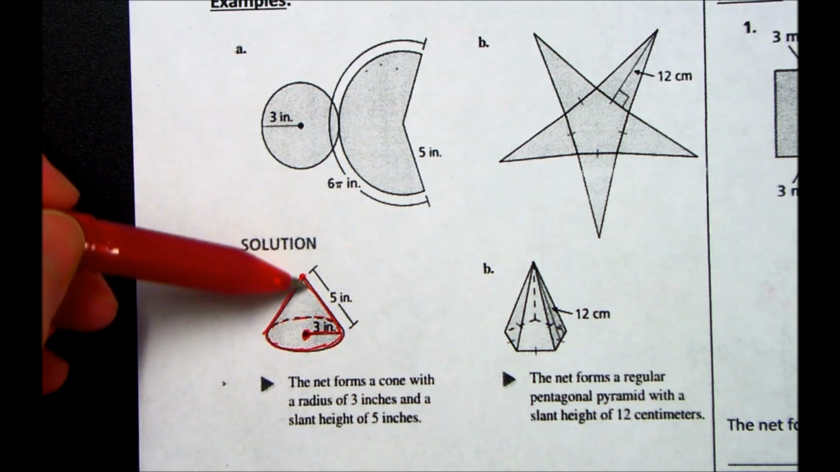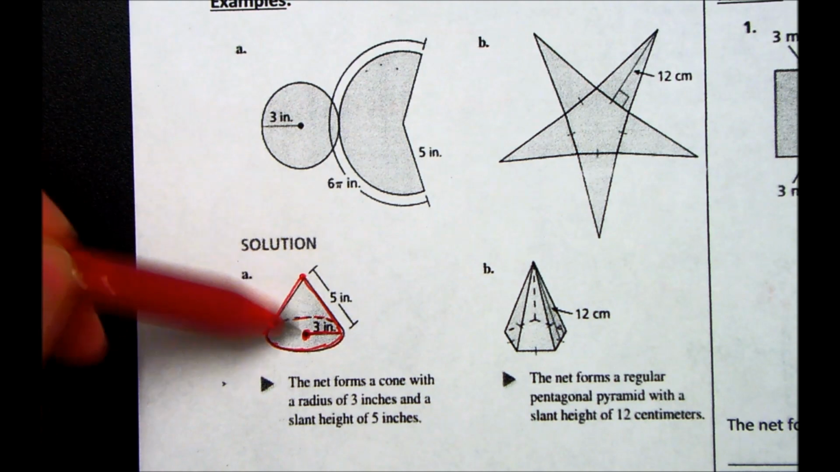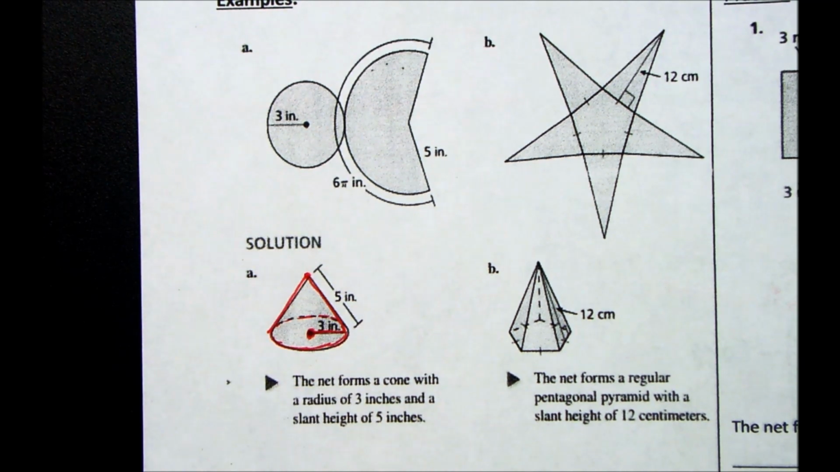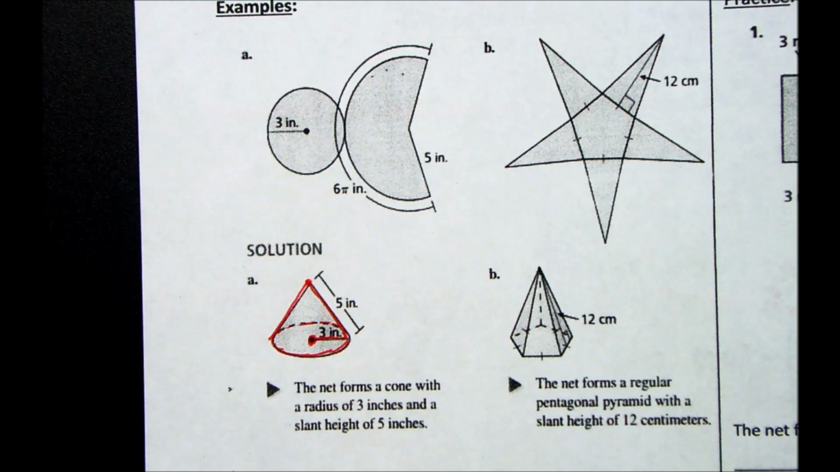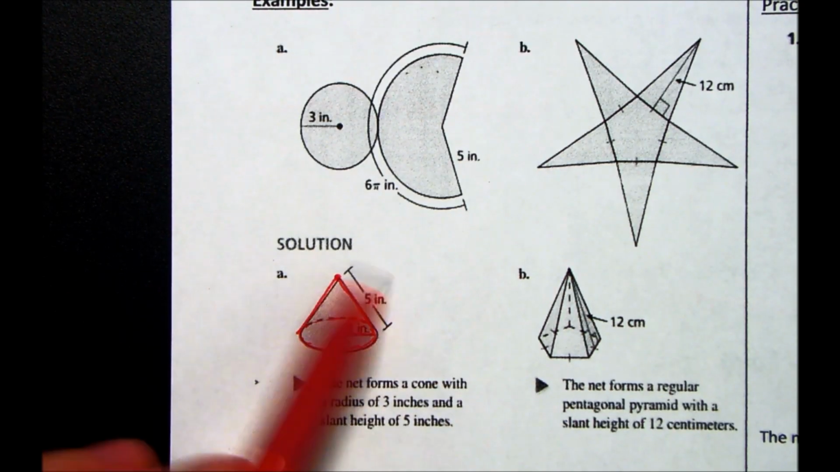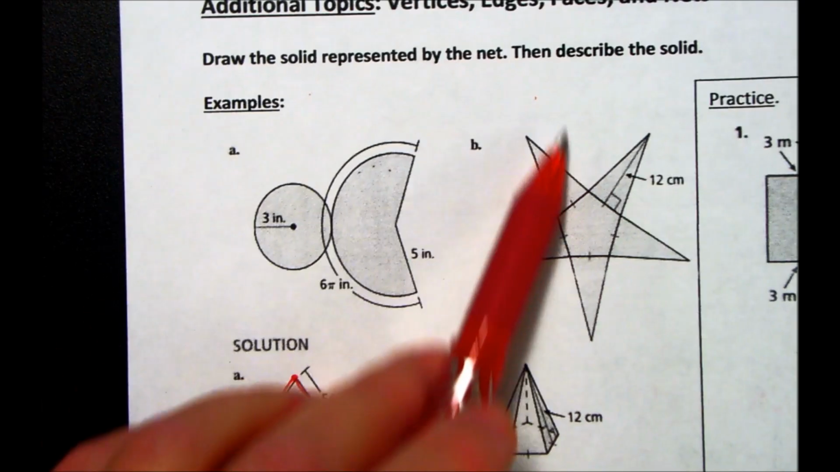This is not the perpendicular height, so that will be important when we try to find surface areas and volumes of cones in the next couple of sections. So again, looking at the directions, what they ask you to do, they ask you to draw the solid. So this is the drawing, and then describe the solid.